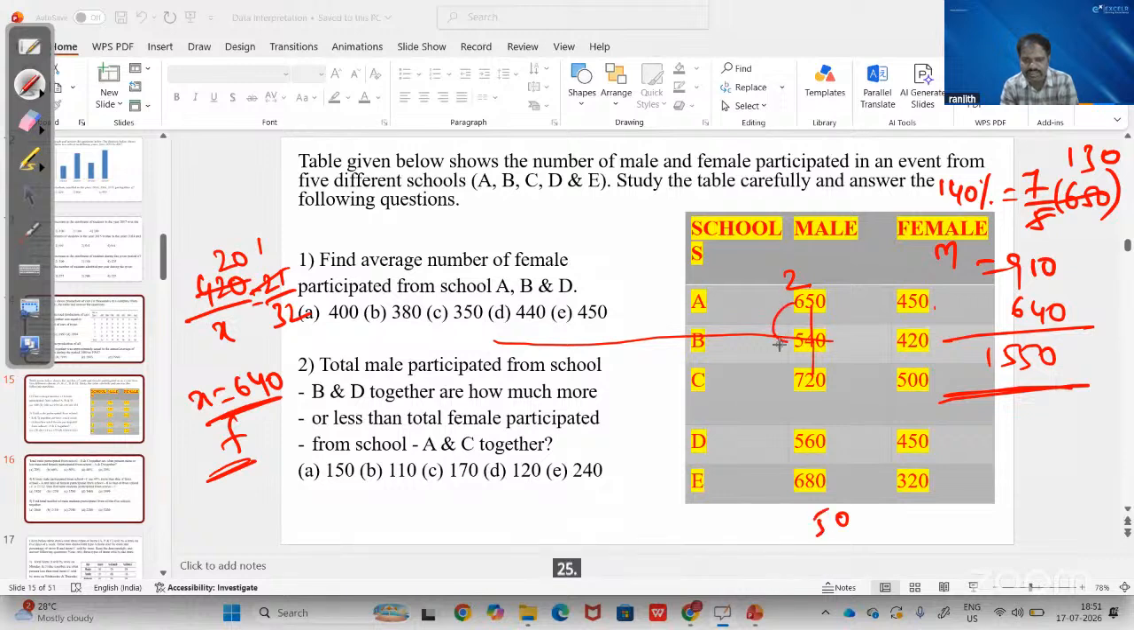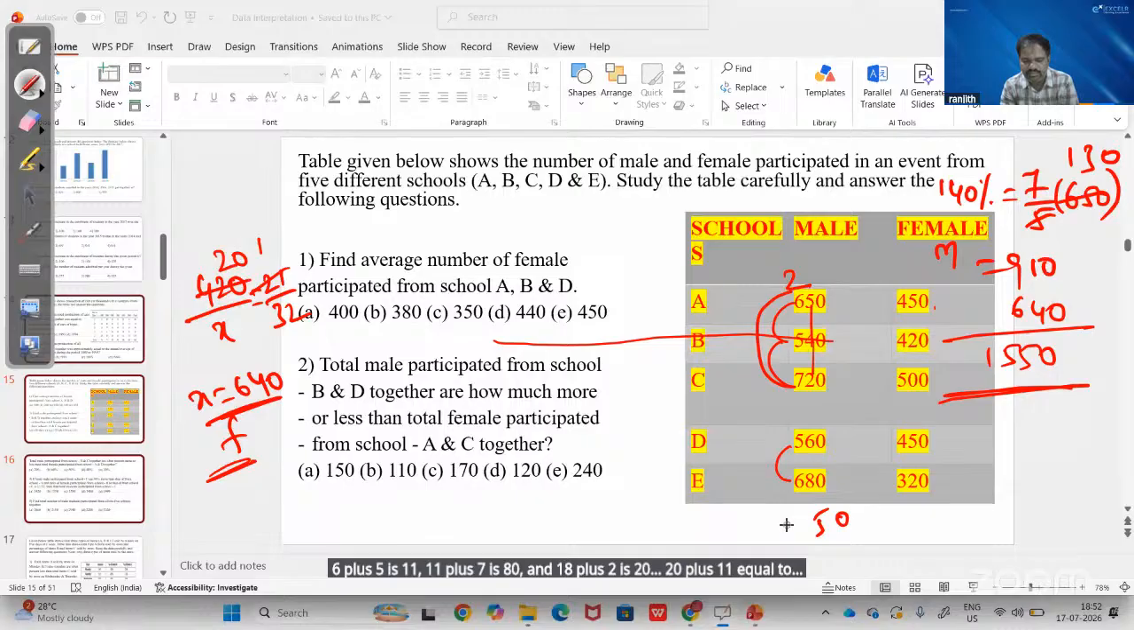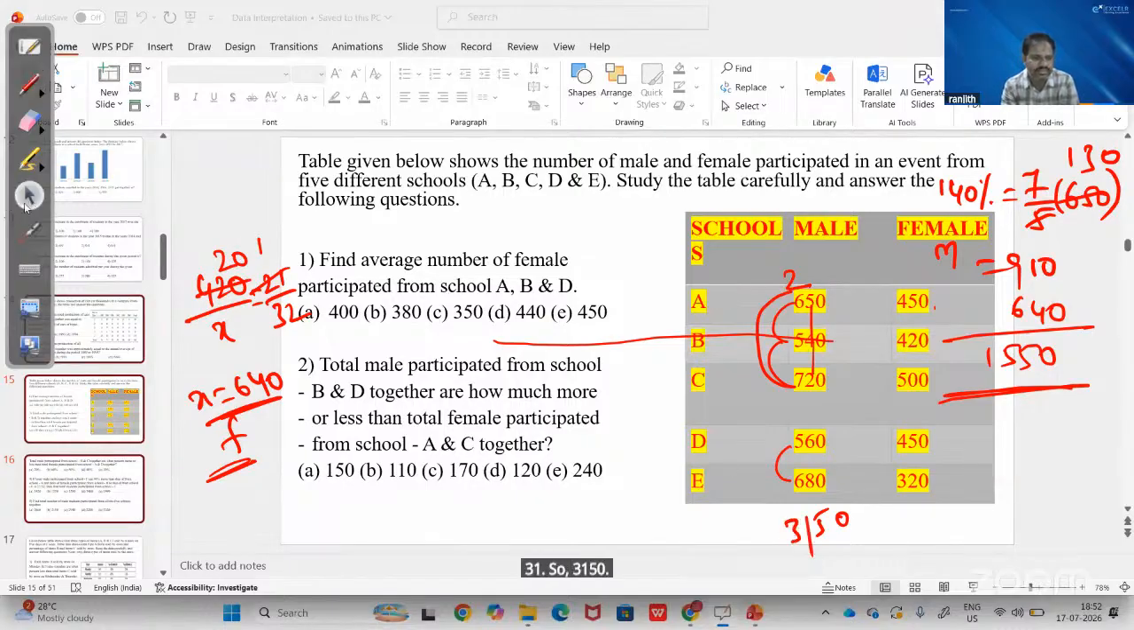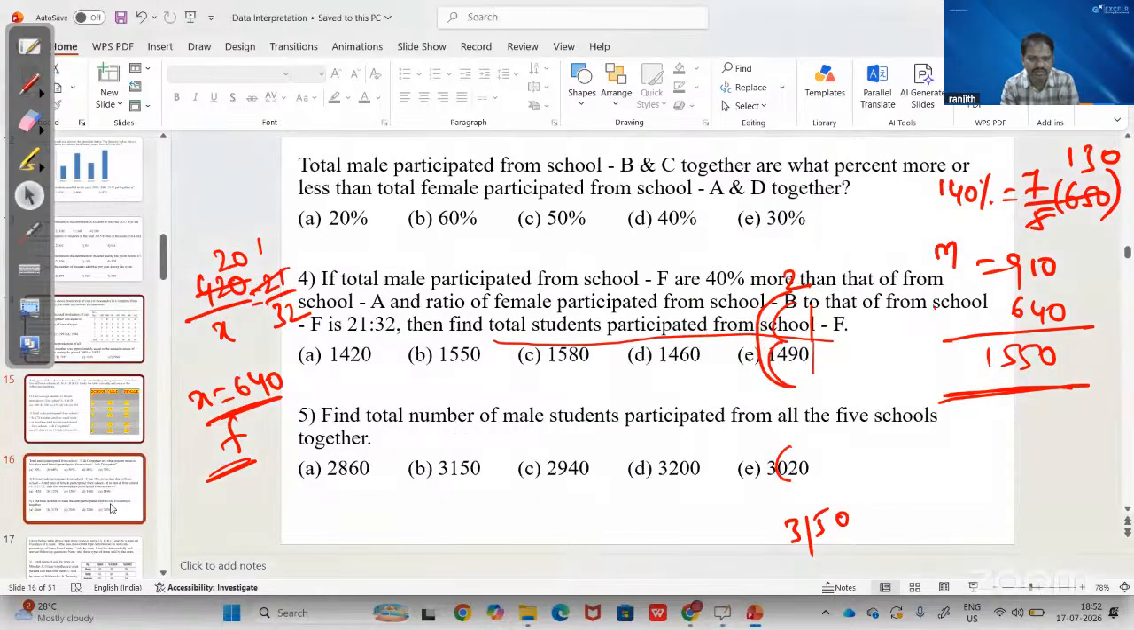6 plus 5 is 11. 11 plus 7 is 18. 18 plus 2 is 20. 20 plus 11 is 31. So 3150. The answer is 3150.